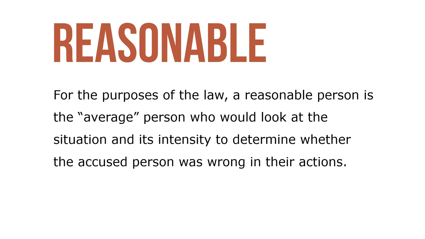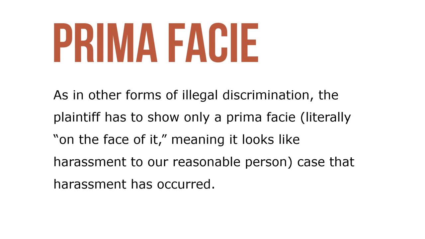For the purposes of the law, a reasonable person is the average person who would look at the situation and its intensity to determine whether the accused person was wrong in their actions. As in other forms of illegal discrimination, the plaintiff has to only show a prima facie, literally on the face of it, meaning it looks like harassment to a reasonable person, case that the harassment has occurred.